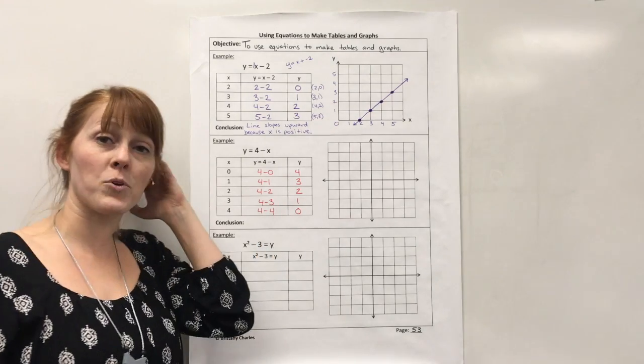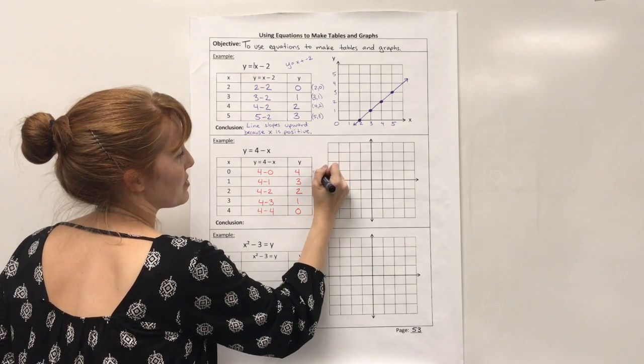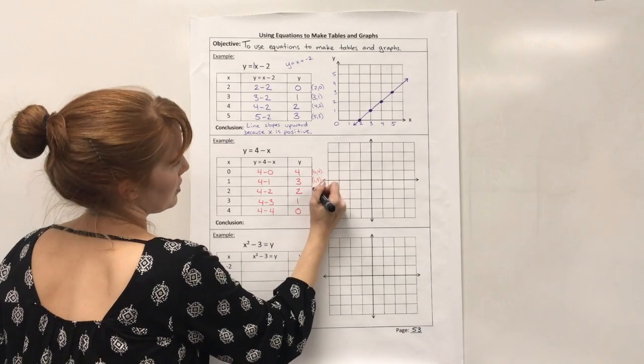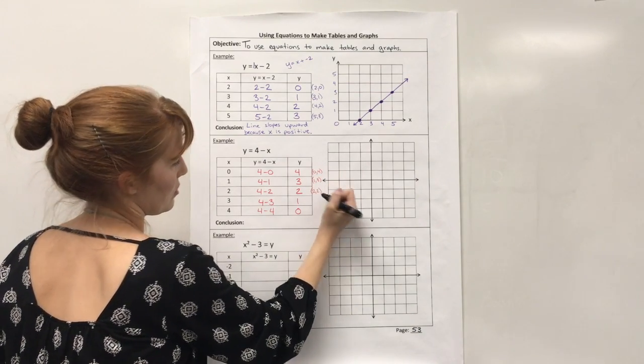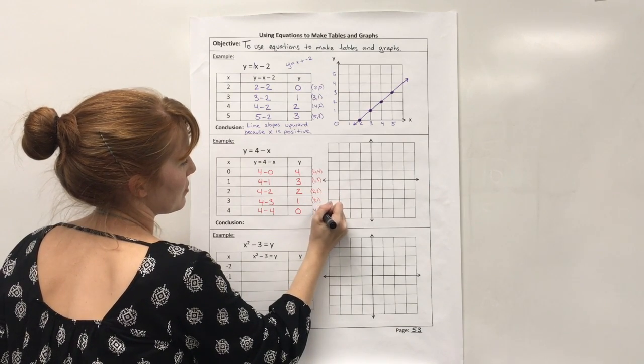All right, and again, I'm going to label the coordinates or make the ordered pair. So that'd be (0, 4), (1, 3), (2, 2), (3, 1), and (4, 0).